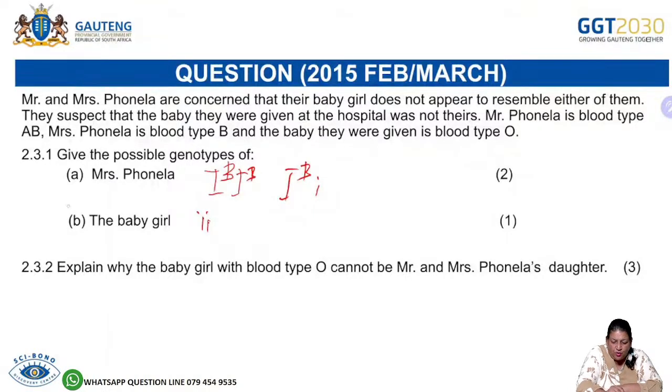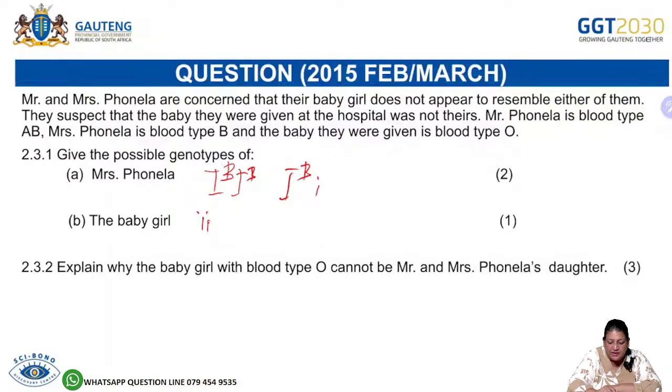So you must work out the genotypes of the parents before you go to the questions. We already saw Mrs. Fonella is blood group B. She can only be homozygous blood group B or heterozygous blood group B. For heterozygous, she must carry the dominant allele for B and the recessive O allele represented by small i. Baby girl is O, so the genotype is 2 small i's, because blood group O is represented by small i's.